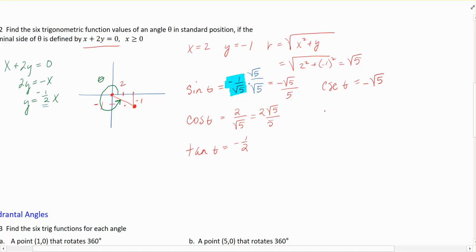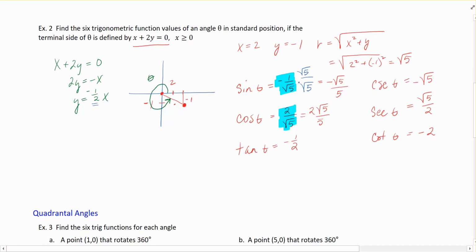Now let's look at secant and do a similar process here. Secant is the reciprocal of cosine. Cosine is 2 over the square root of 5, so secant must be the square root of 5 over 2. Now let's talk about cotangent. Cotangent has to be the reciprocal of tangent, so negative 2. So these are the 6 function values for angle theta that's located on the terminal side of our line.